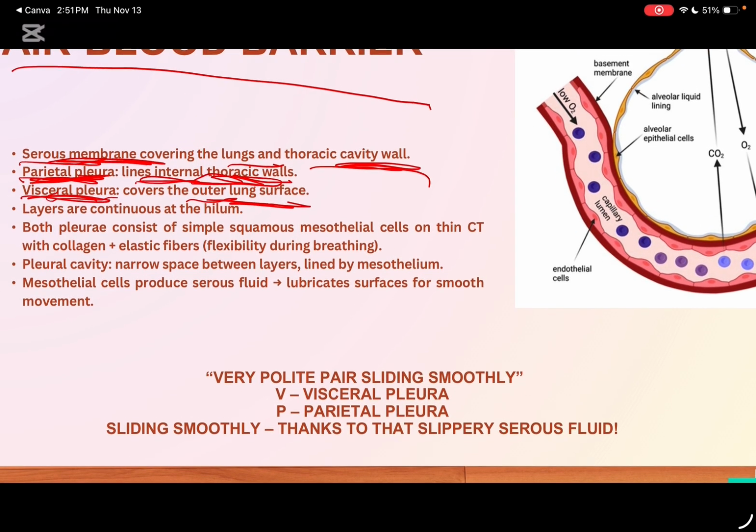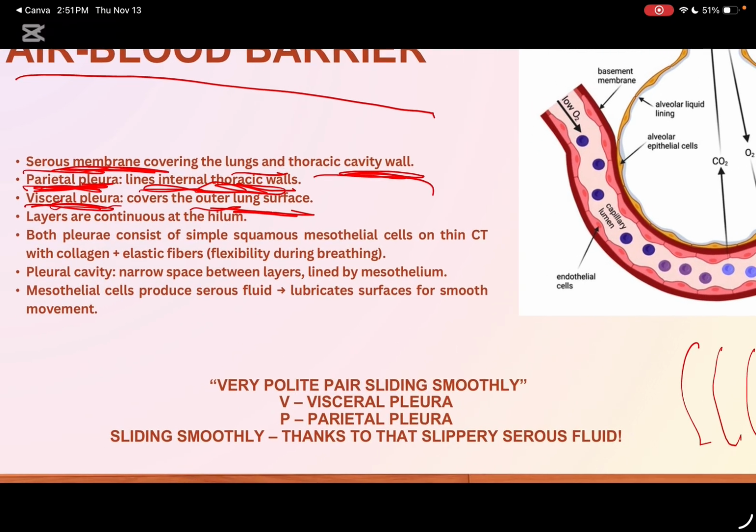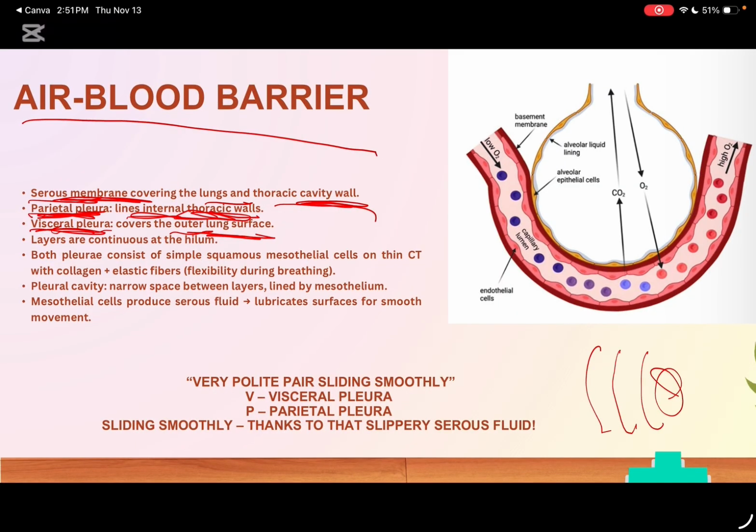As you know, we have fibrous, then parietal, visceral, and we have here the lung. And of course, in the lung, we will have the air-blood barrier there. Layers are continuous at the hilum. Just remember, it doesn't stop there. It's always continuous at the hilum. And both pleurae consist of simple squamous mesothelial cells on thin connective tissue with what? Collagen and elastic fibers. And what do we need these for? Flexibility and elasticity during breathing, because we don't want a stiff lung.